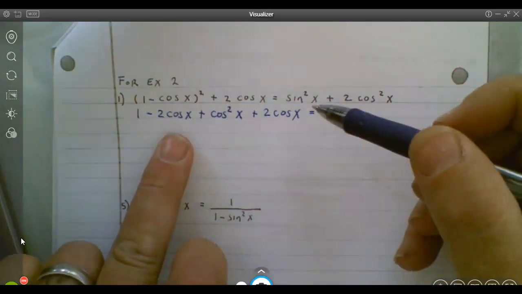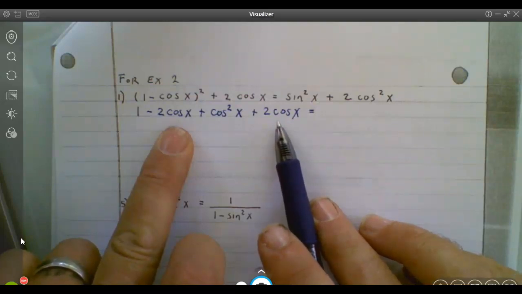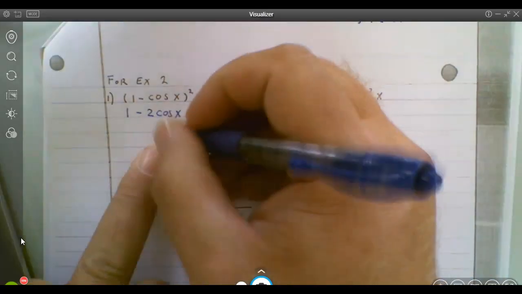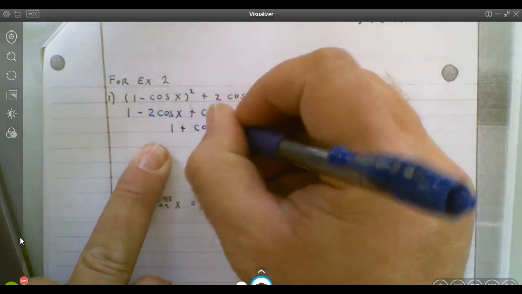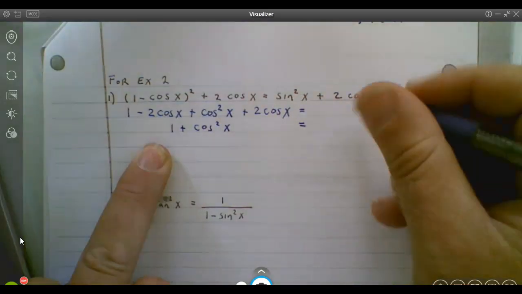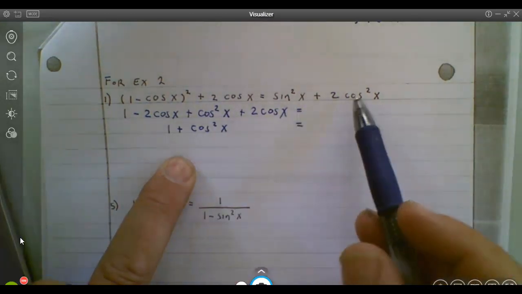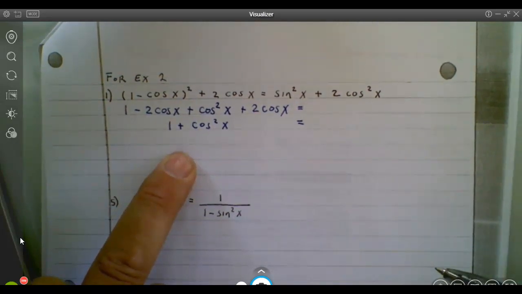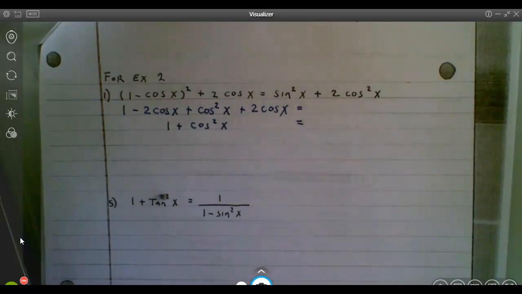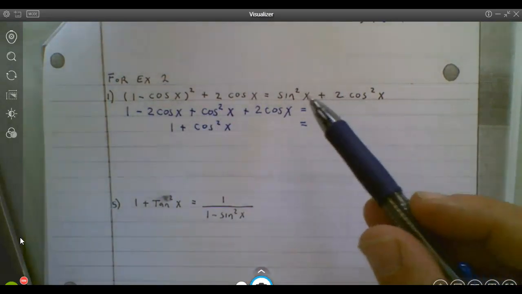As I look at these, I have a negative 2 cosine and a positive 2 cosine. Those are going to cancel out for me, and I am left with 1 plus cosine squared. And again, that right side is just going to carry down. Here's where it's a little tricky, because I have to figure out a way to somehow make this look like this. Linking back to my identity that said sine squared plus cosine squared equals 1, if I replace this with something from that identity, it is not going to help me get here.